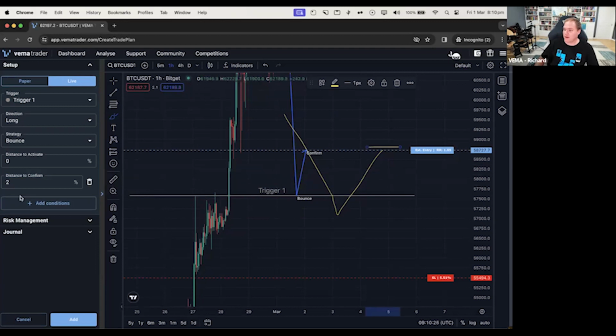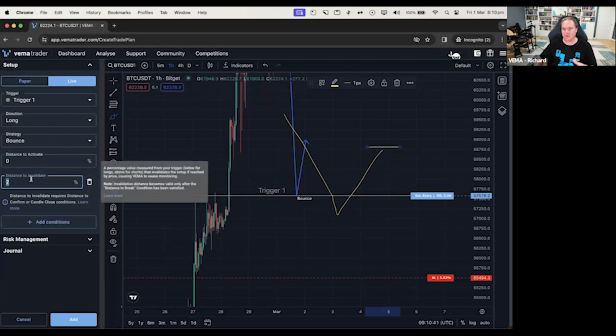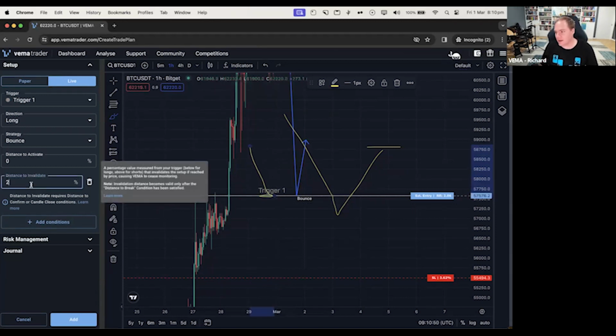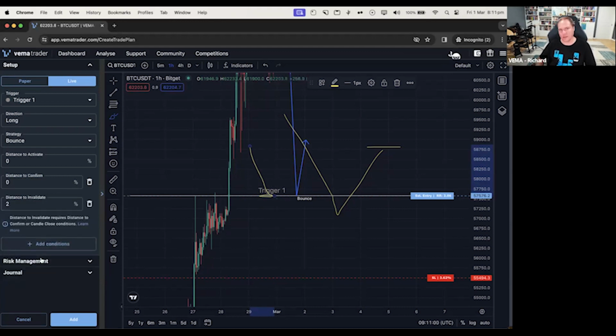What about the last part of Sebastian's question, what's this distance to invalidate part here? So first off, if you've just got a distance to activate and a distance to invalidate, this does nothing. In this setup, it won't do anything because price is going to come down and touch the trigger and it's going to get entered. It doesn't matter what happens. The invalidation actually doesn't do anything. So it's something that we know we need to change, and we'll get onto it pretty soon, where if you add a distance to invalidate, it will also add on a distance to confirm or a candle close.